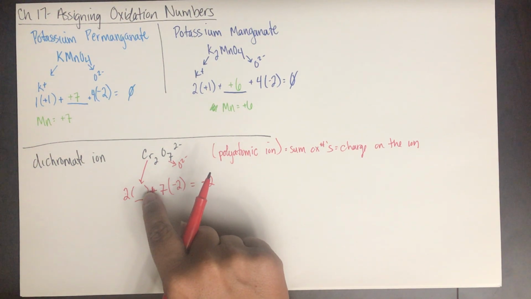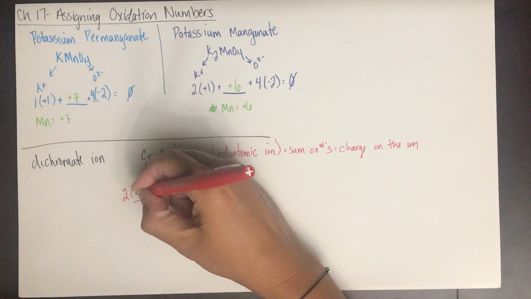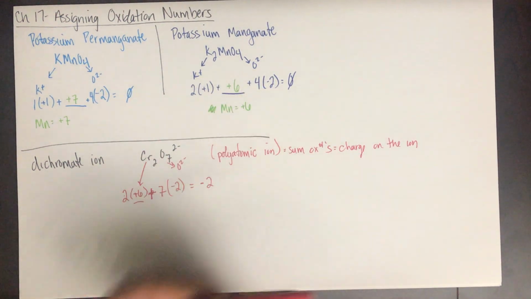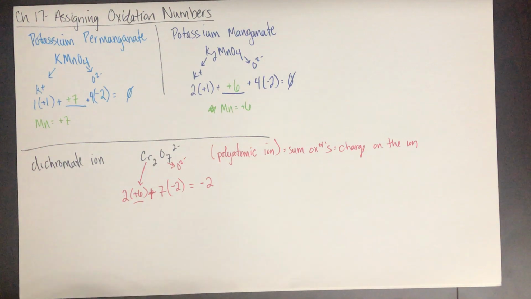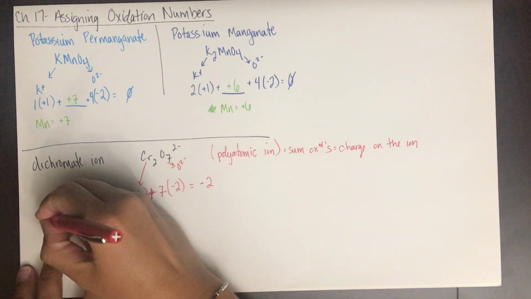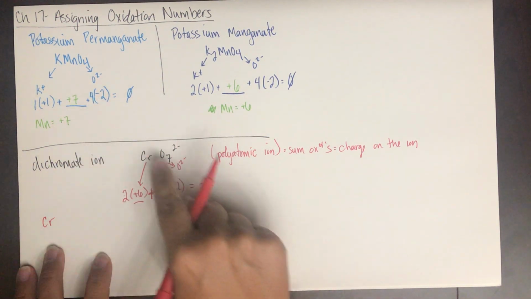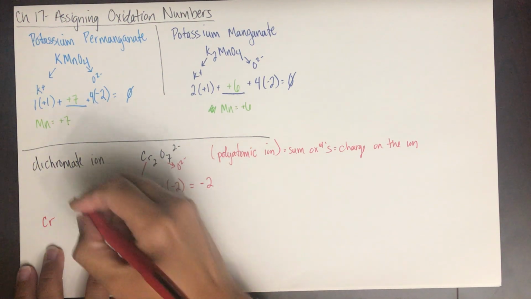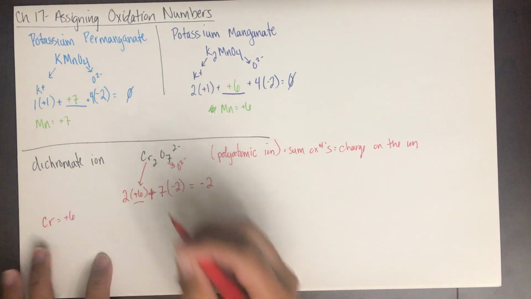So what times 2 is 12? 6. So that means this must be +6. So the oxidation number of chromium in this dichromate ion is +6.